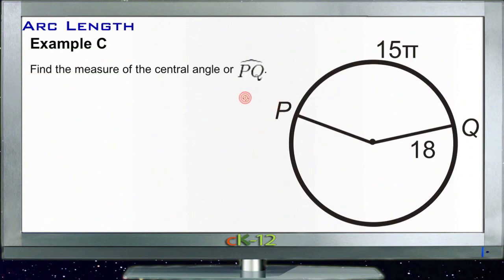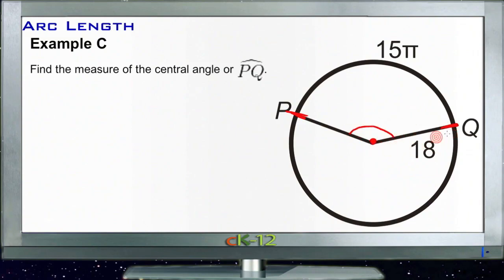Find the measure of the central angle, or angle PQ. So now we're going to be going the other way. We know what the distance is from here to here, and we know what the radius is, but we don't know what portion of the circle this little segment represents. So what we need to do is find the total circumference and then divide this section by that total circumference to see what portion of the whole circle we have, and then we'll apply that same ratio to the 360 degrees to find what this angle measure is. So let's work on that.